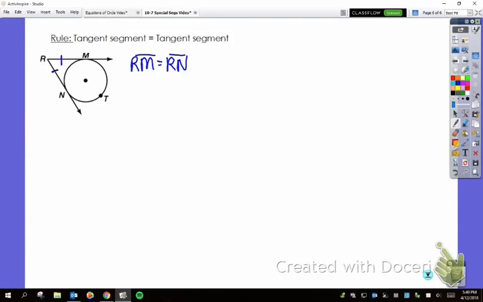All right, so I hope that you are feeling confident about segments. Make sure that you use the notes when you're working on the assignment. All right, good luck with segments formed by secants and tangents.